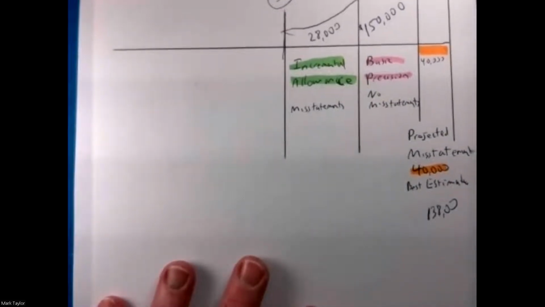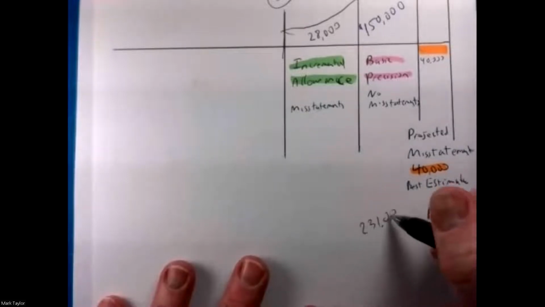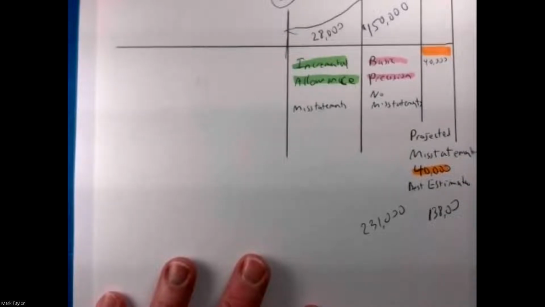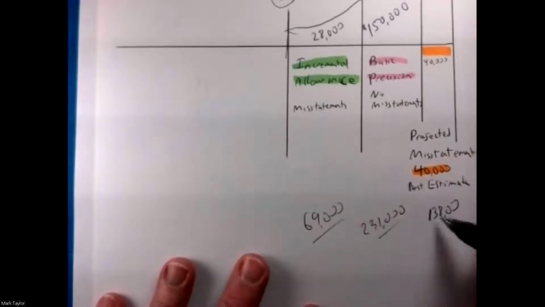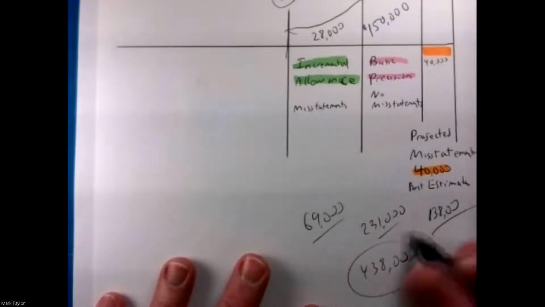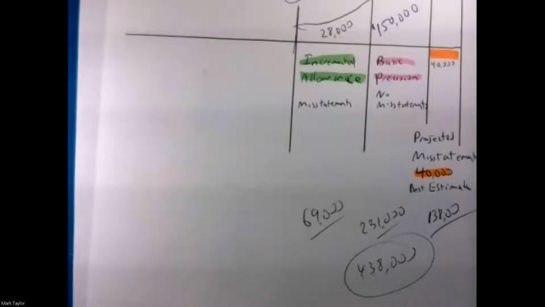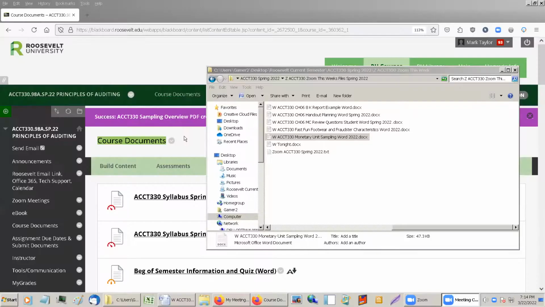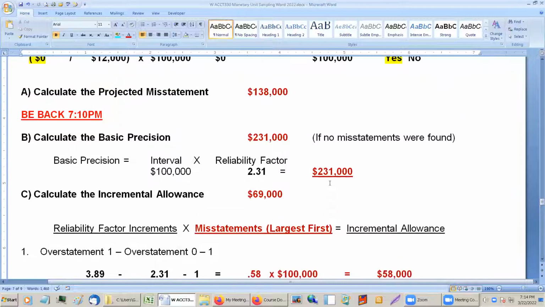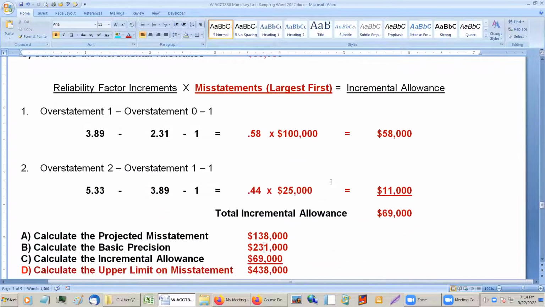Yeah, so 138, and then the incremental allowance was 231. I'm sorry, basic precision was 231. 69. Okay. So that is the method.